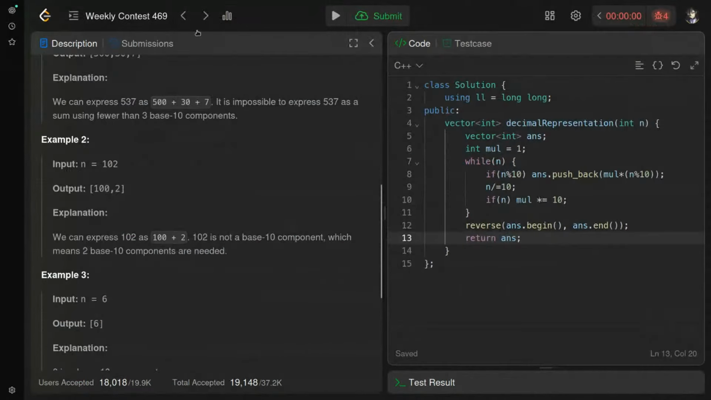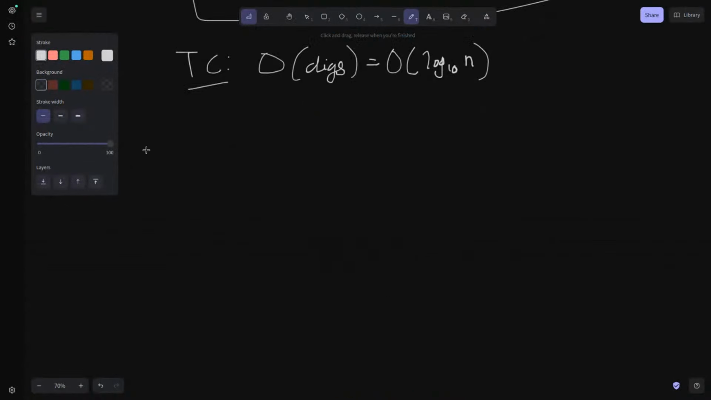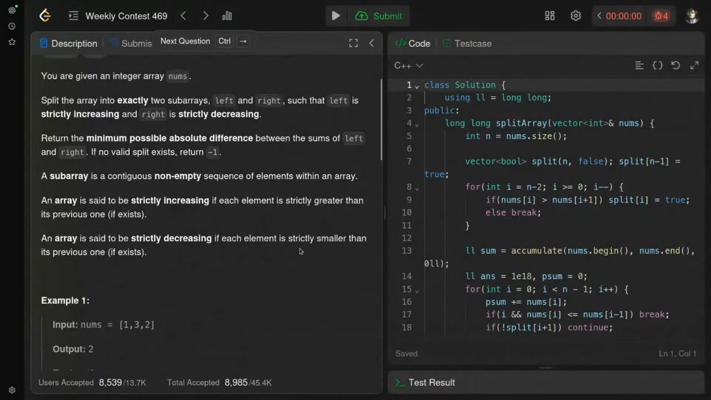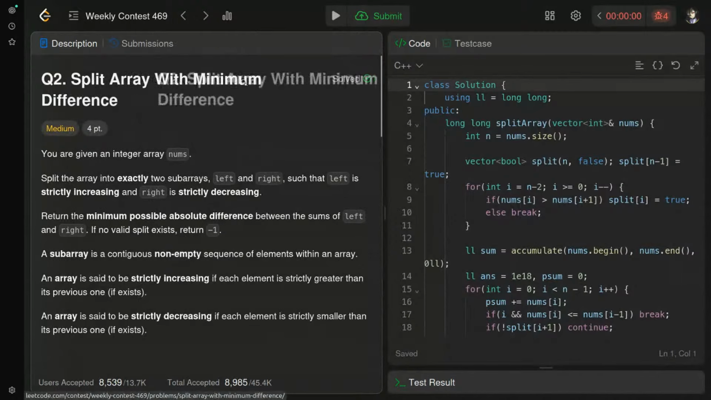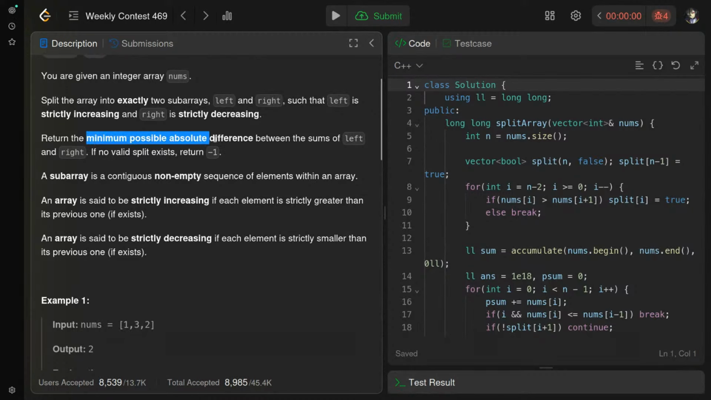Okay, let's move on to the second problem now. The question says split array with minimum difference. So we are given an integer array of numbers. We need to split it into exactly two subarrays, left and right, such that left is strictly increasing and right is strictly decreasing. We need to return the minimum possible difference between the sums of left and right. If no such valid split exists, we can return -1.